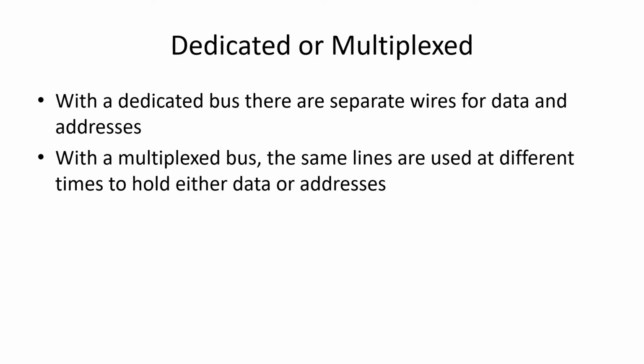Some buses use the same wires for addresses and data, and some buses use separate wires for address and data. A dedicated bus has dedicated wires for address and dedicated wires for data, or multiplex shares. And sometimes the wires are used for data and sometimes the wires are used for addresses.